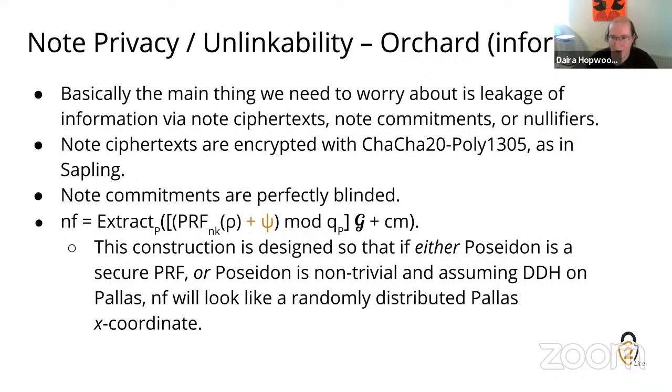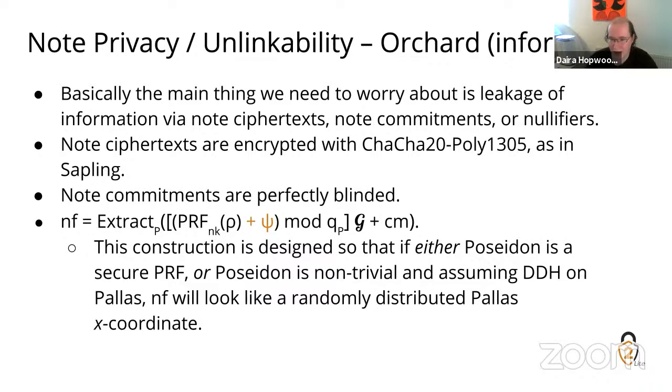For the note commitments, they're perfectly blinded. So information theoretically, they don't reveal any information about the input. And for this nullifier, remember we're adding this random blinding factor chosen by the sender. And that basically makes this random, even if there were a weakness in Poseidon.